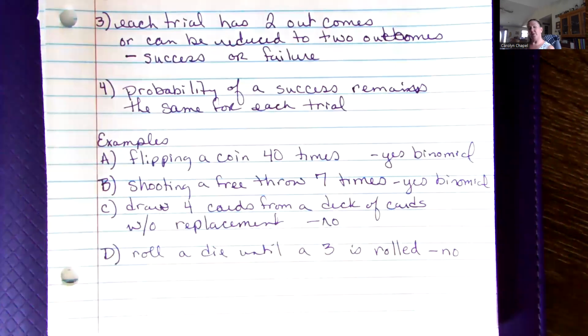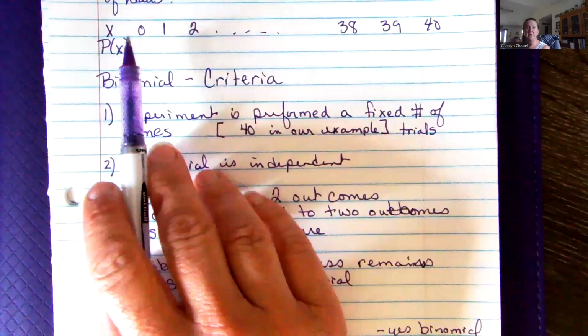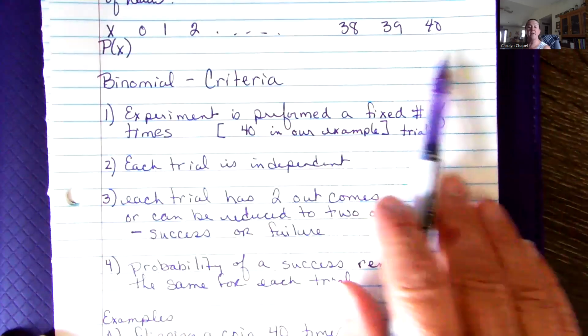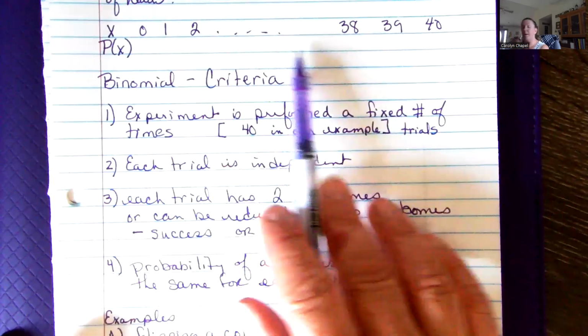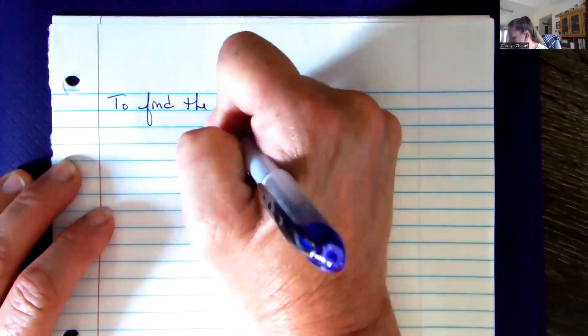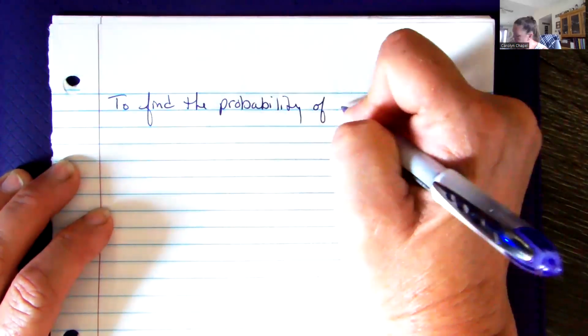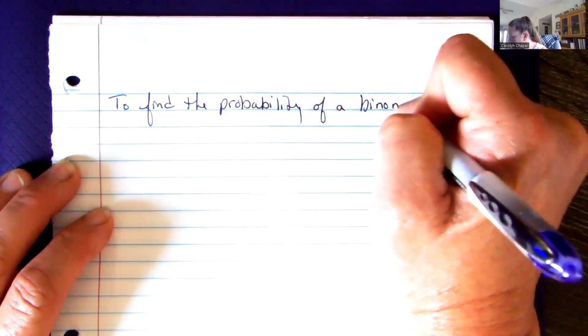Okay, so once we know that this is a binomial, since it does happen quite often, we do have a formula for calculating probabilities of each of these. So if I wanted to list all 40 of them out and put their corresponding probabilities in there, I could do that. So here comes our formula and some of the notation. So you find the probability of a binomial distribution.